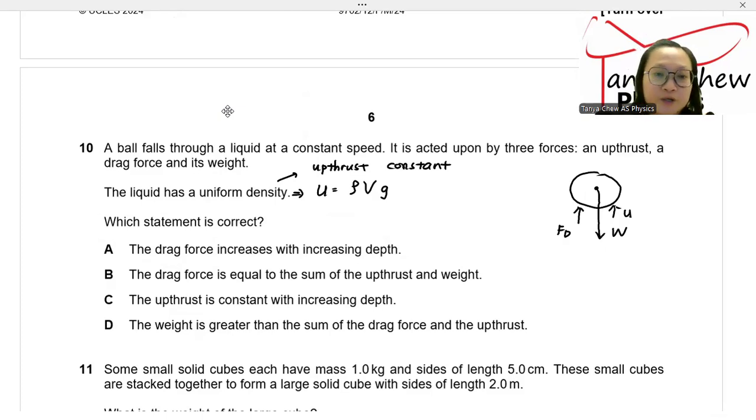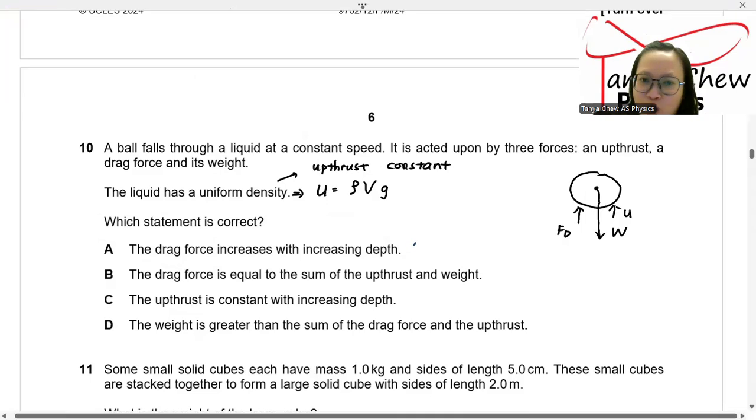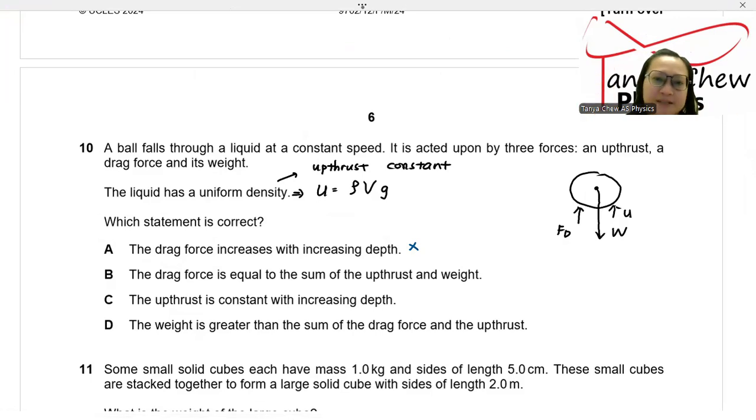Now, let us find the correct statement. Number 1, the drag force increases with increasing depth. No. The one that increases with the increasing depth is the pressure. Right. B, the drag force is equal to the sum of upthrust and weight. No, weight is equal to drag force plus upthrust. That is wrong.